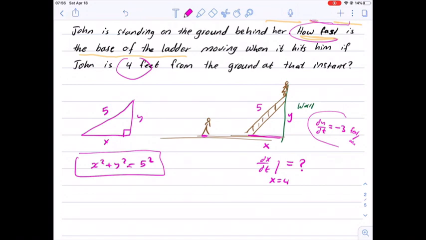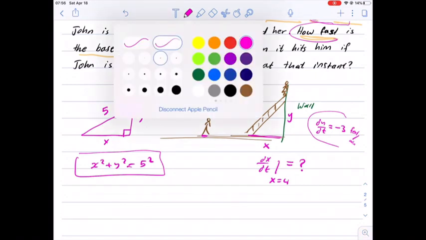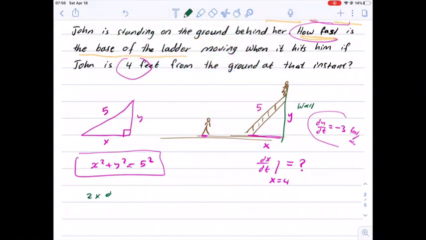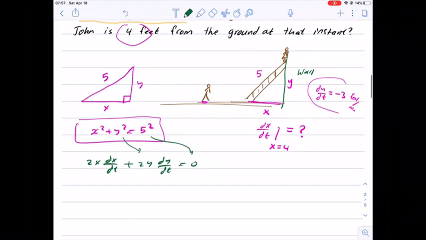The Pythagorean theorem. So this is the basic relationship between the two quantities, x and y. Now we find the derivative: 2x dx over dt. So we multiply by the derivative with respect to time every time we differentiate the quantity, plus y squared is 2y dy over dt equals, what is the derivative of 5 squared? It's 0.